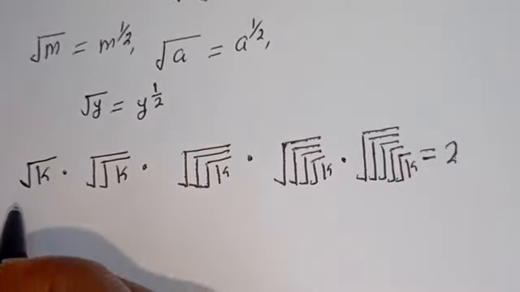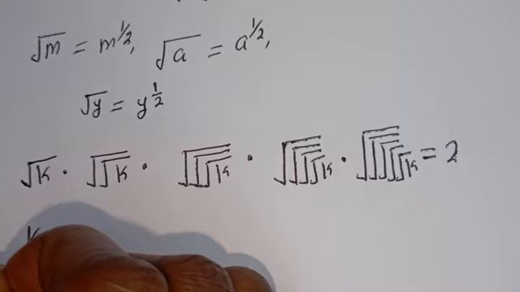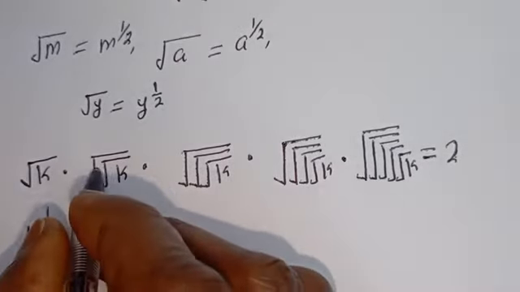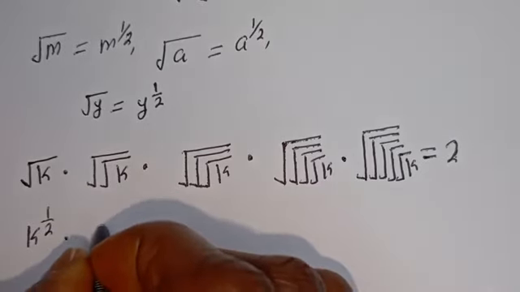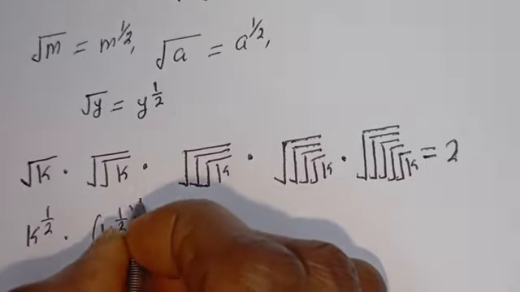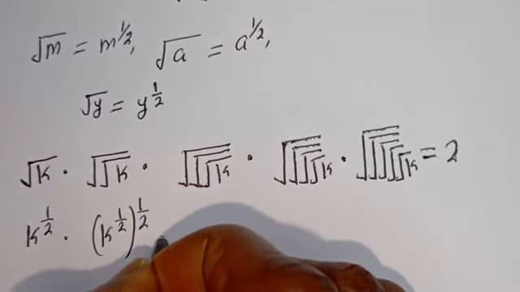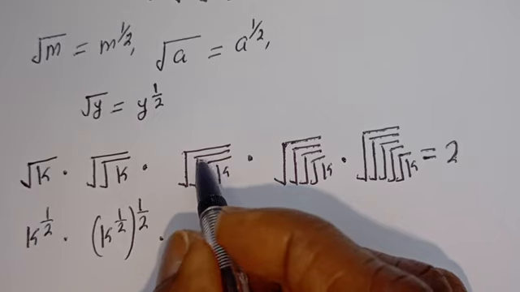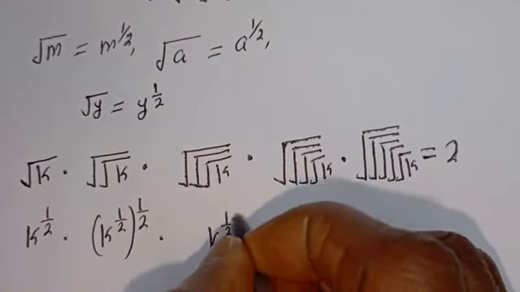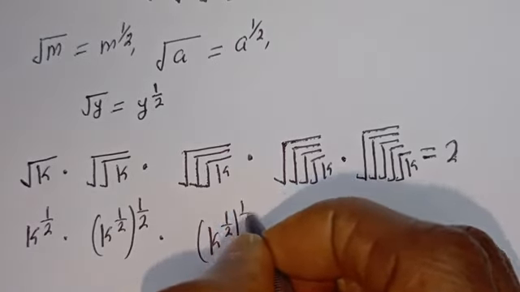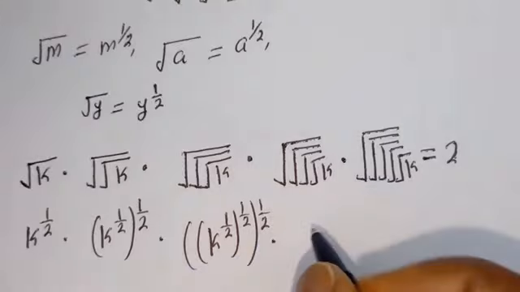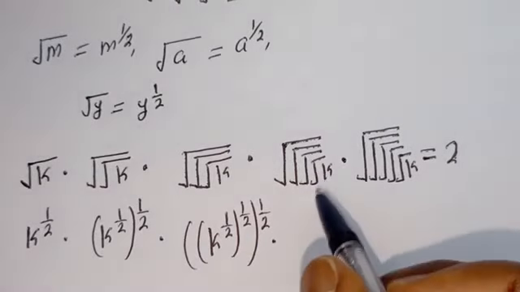Now let's consider this square root of k. This is k to the power of 1 over 2. Then multiply by this square root of k. This is k to the power of 1 over 2 to the power of 1 over 2. Multiply by this one, we have 3 square roots. This is k to the power of 1 over 2 to the power of 1 over 2 to the power of 1 over 2. Multiply by, here we have 4 square roots.